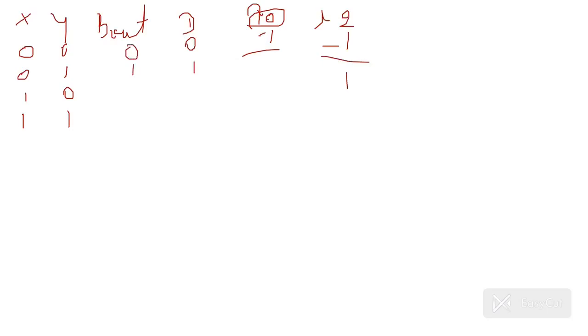Then 1 minus 0, the difference is 1. We have not taken any borrow, so the borrow out will be 0. Then the difference of 1 and 1 is 0. We have not taken any borrow, so it is 0.